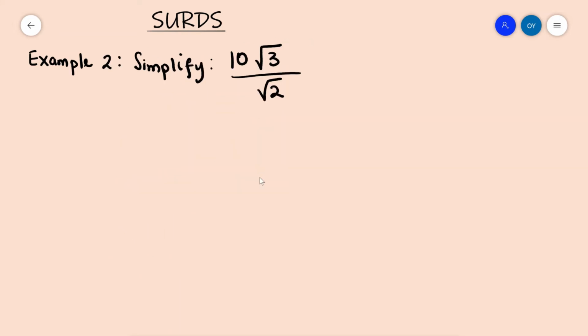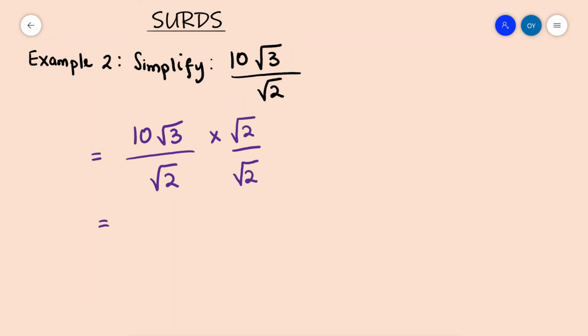The next example here is simplify 10 root 3 divided by root 2. So here, remember the law for rationalizing. We have 10 root 3 over root 2 multiplied by root 2 over root 2.